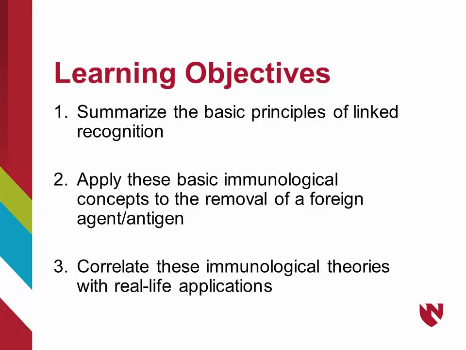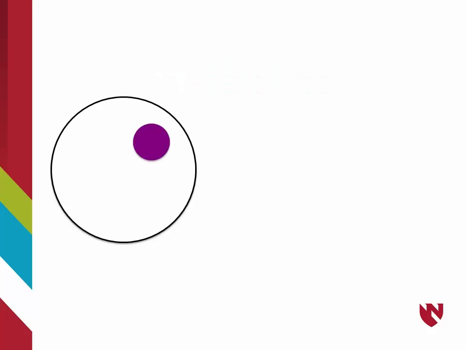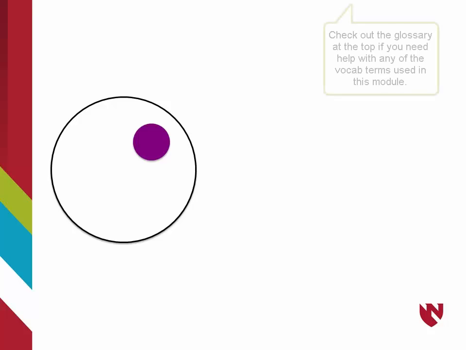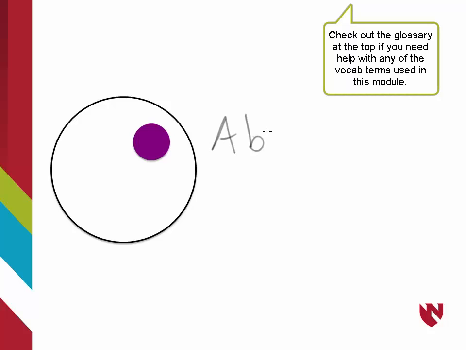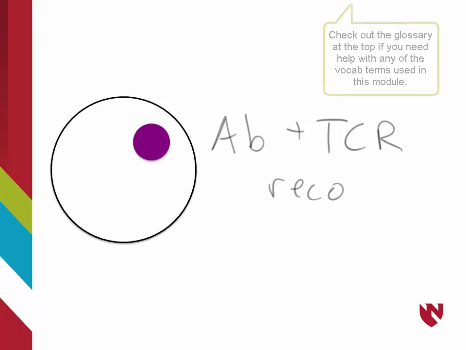These are the objectives of this module. Linked recognition, and immunology in general, is a potentially difficult subject for many medical students to conceptualize. In reality, neither is difficult to understand once you get the basics. Remember that antibodies and T-cell receptors recognize epitopes on antigens.